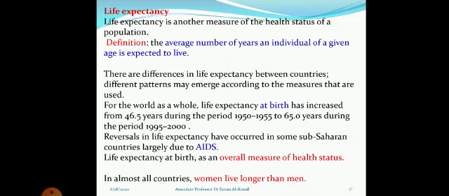Now in some countries they start to estimate the life expectancy at an age, for example, at 60 or at 65. So how many years is the individual expected to live when he is at the age of 60 or 65 years. This is especially so in developed countries, because they have good health status and good health services, so people live longer and they have longer life expectancy than in developing countries.